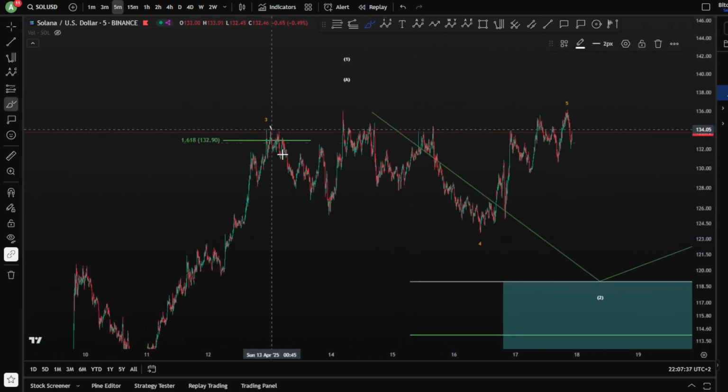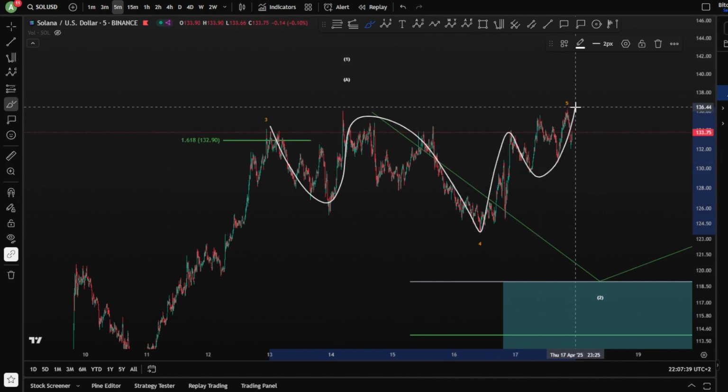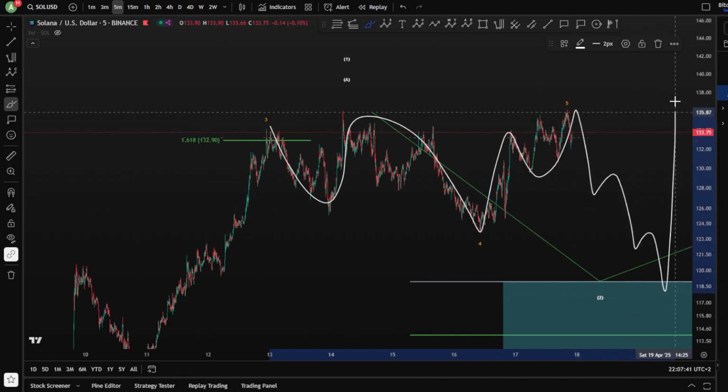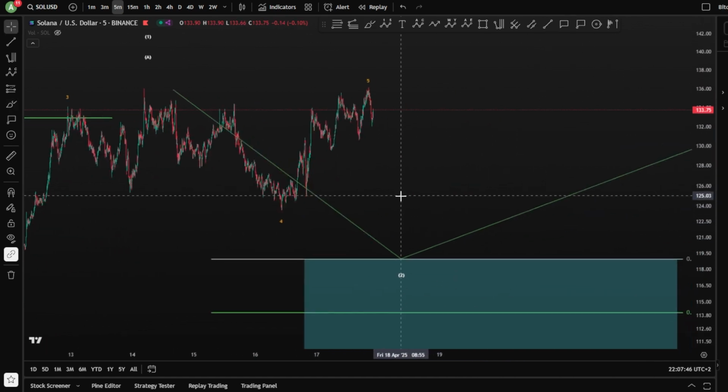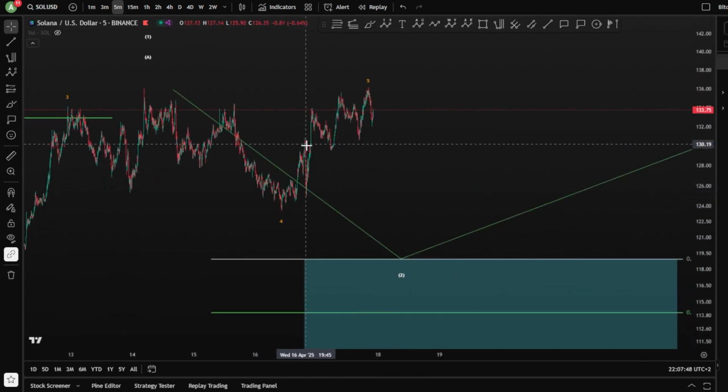So everything is possible, guys, like A, B, and then a C again for a wave 4, before moving toward the upside. Well, in both case scenarios, we're moving down. Yeah, because this looks corrective.